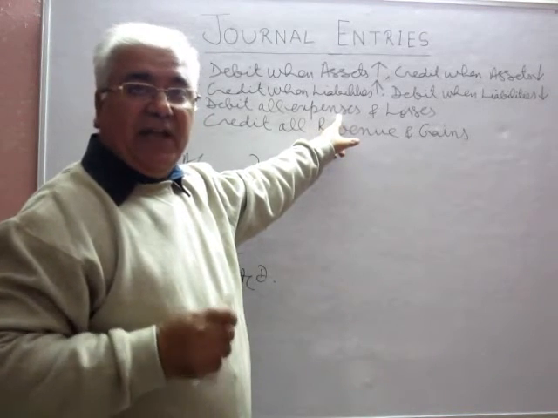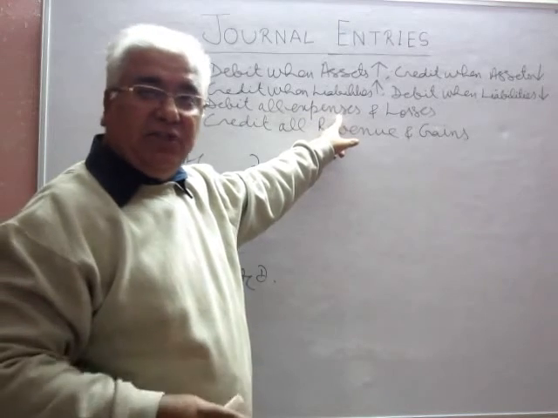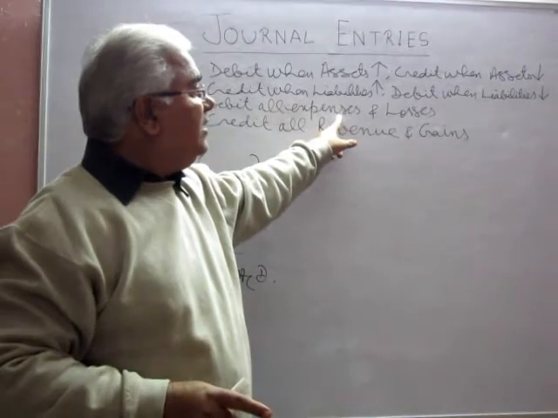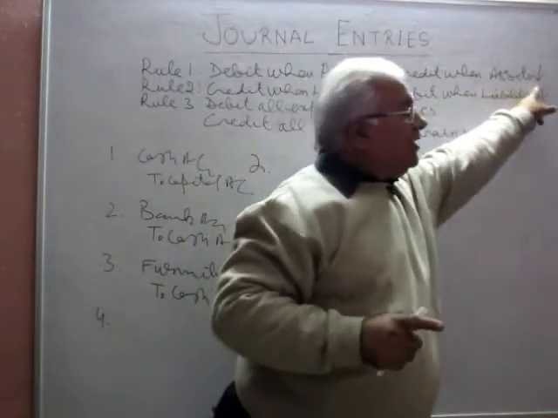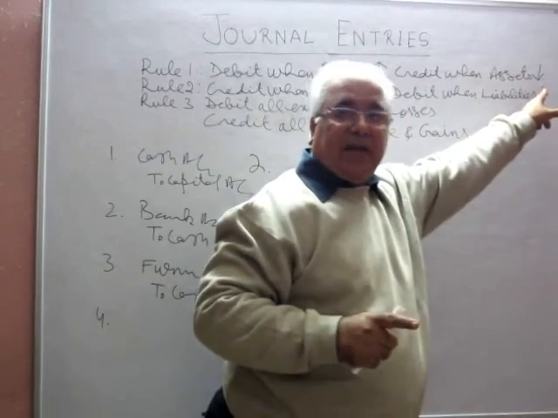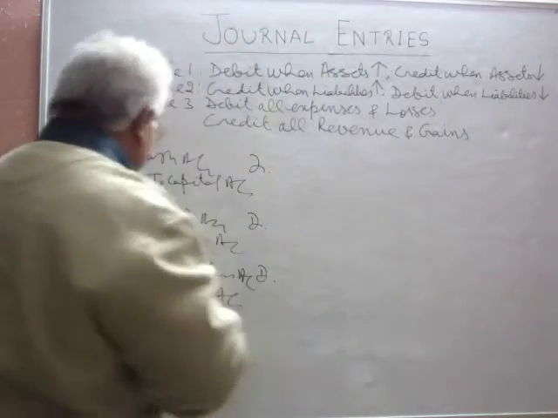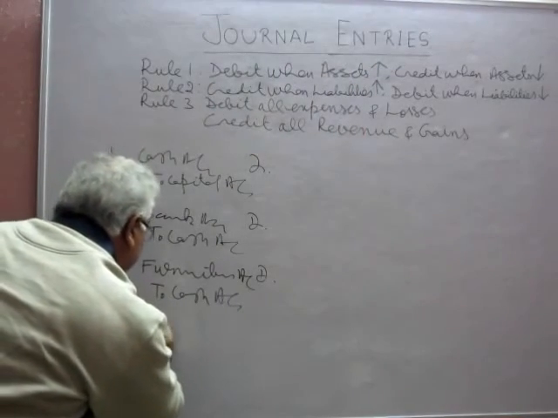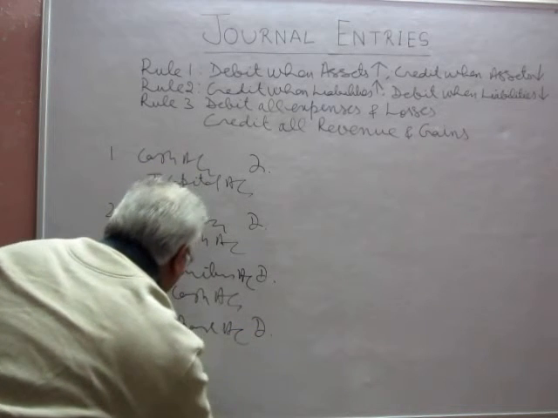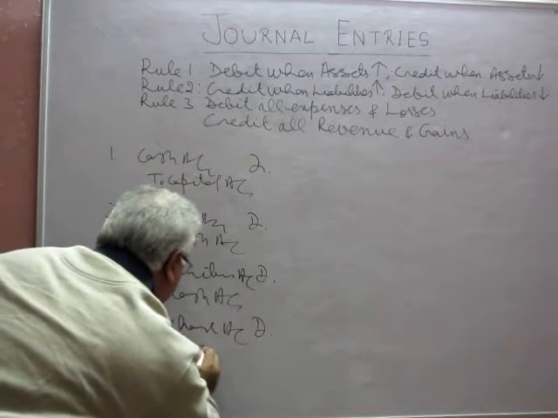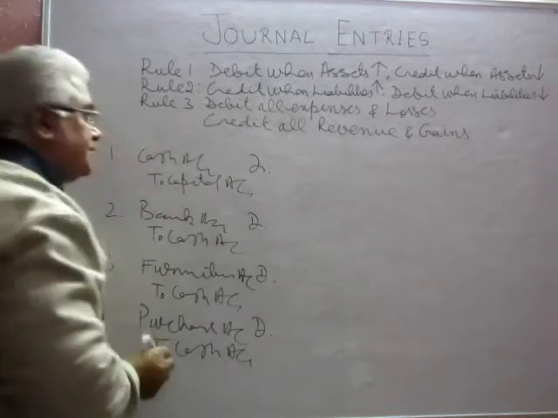Since we are paying cash for our purchases and cash is reducing, cash account will be credited, that is, credit when assets decrease, hence cash will be credited. Entry will be purchase account debited to cash account.